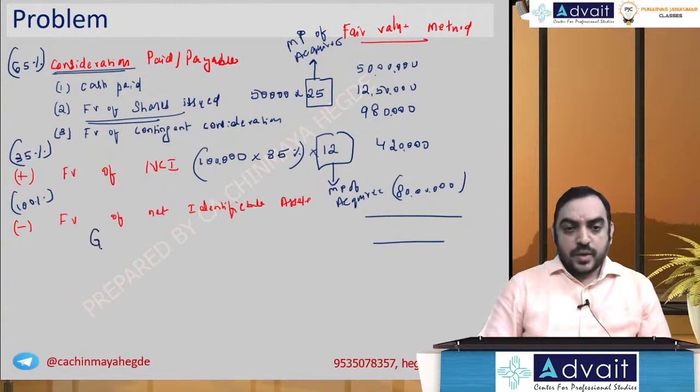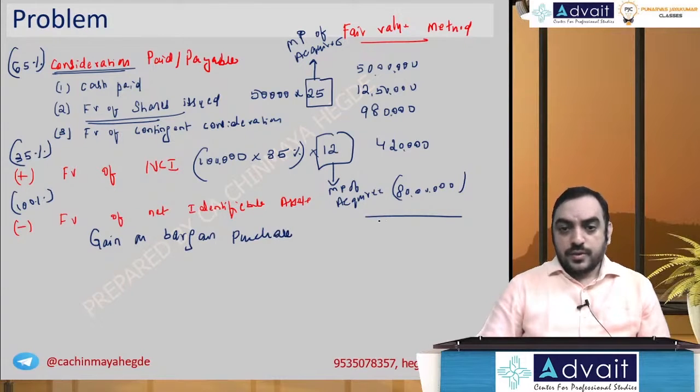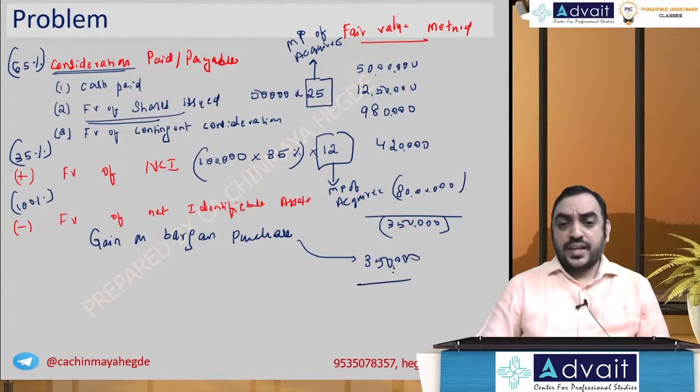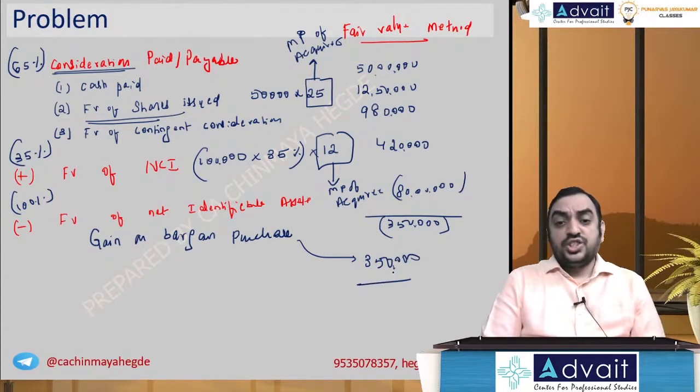So you can say gain on bargain purchase, or you can say capital reserve. That's also fine. The negative number you get, you get negative number 3,50,000. So gain on bargain purchase 3,50,000. So take down this, then I will pass the journal entry.